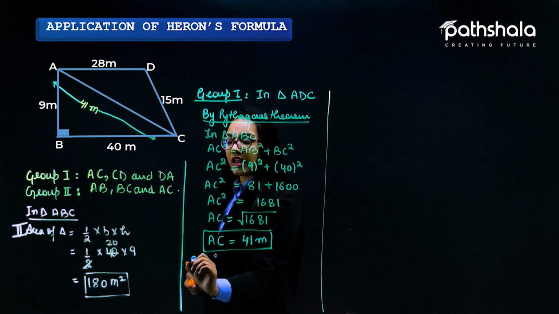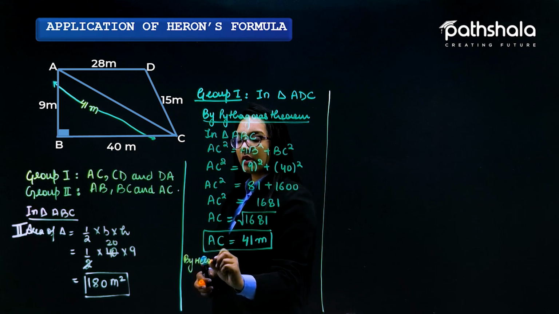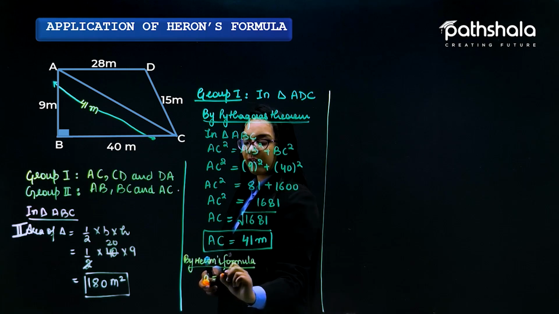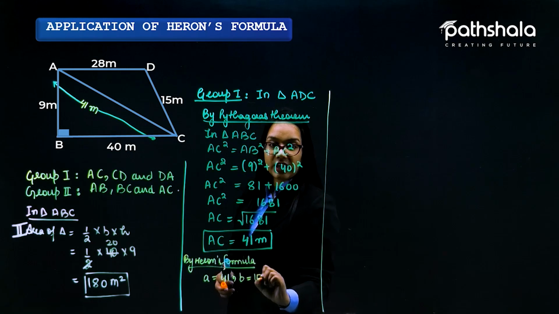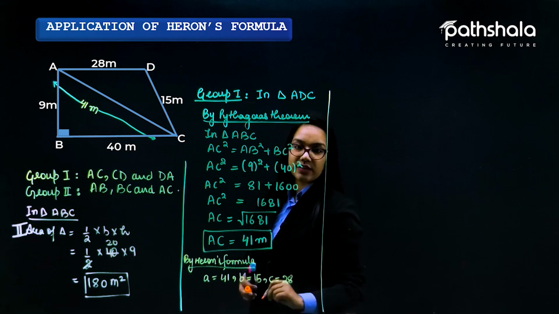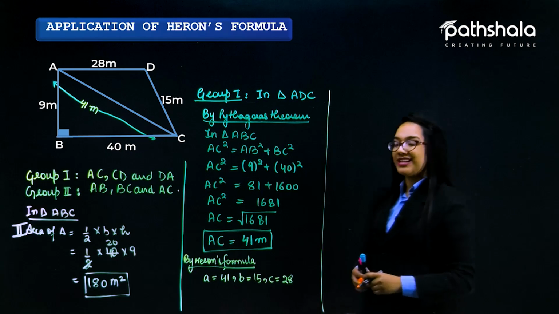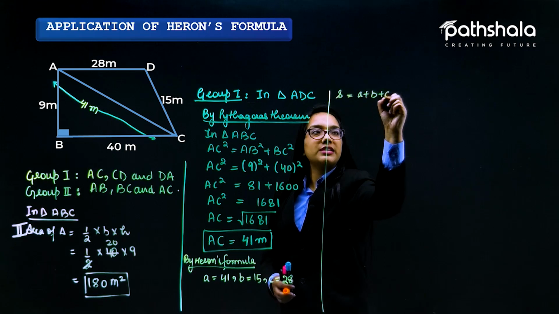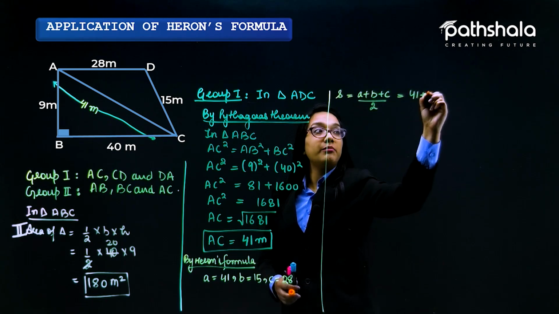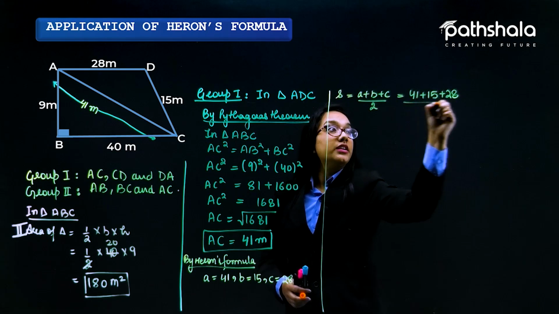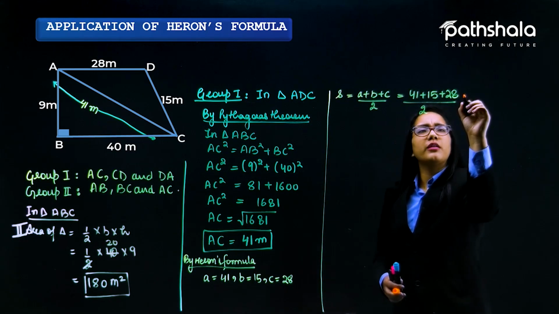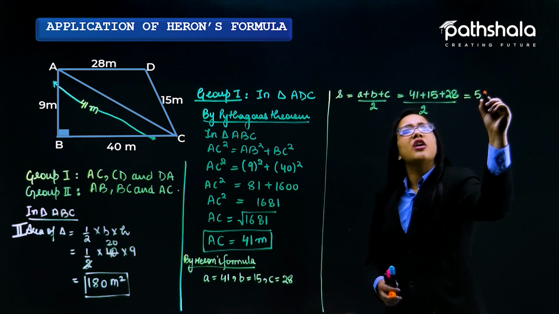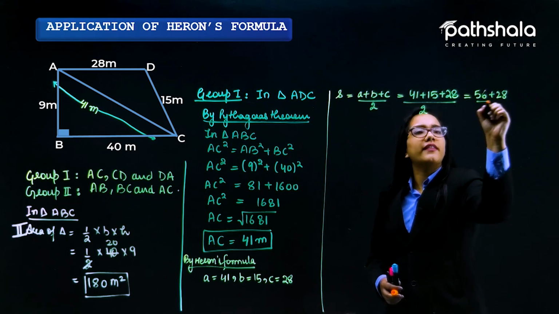Let us take, by Heron's formula, A as 41, B as 15, and C as 28. Let's find the semi-perimeter first. The semi-perimeter is A plus B plus C divided by 2. This would be 41 plus 15 plus 28 divided by 2. Further, 4 plus 1 is 5, and this is 6. 5 plus 1 is 6, plus 28, divided by 2.